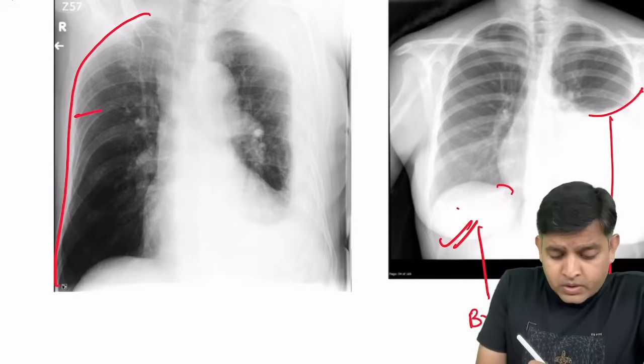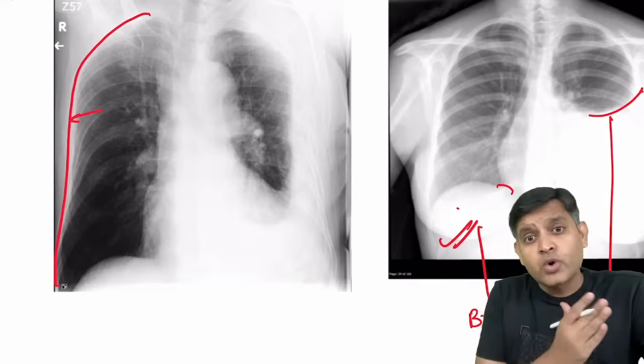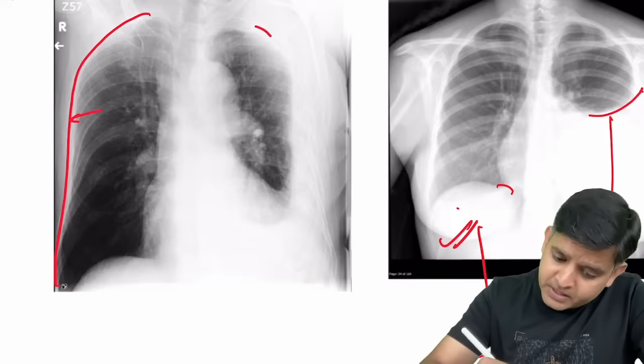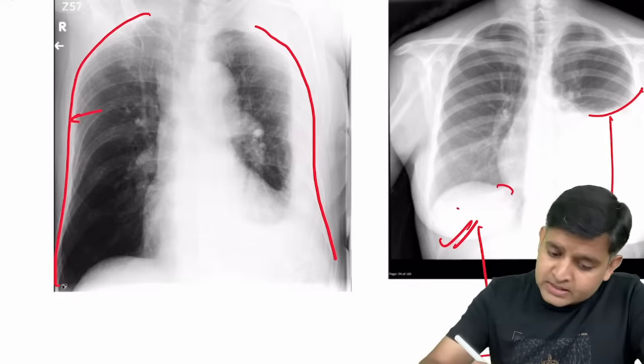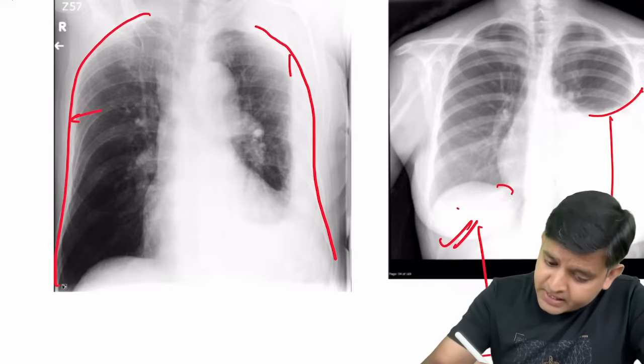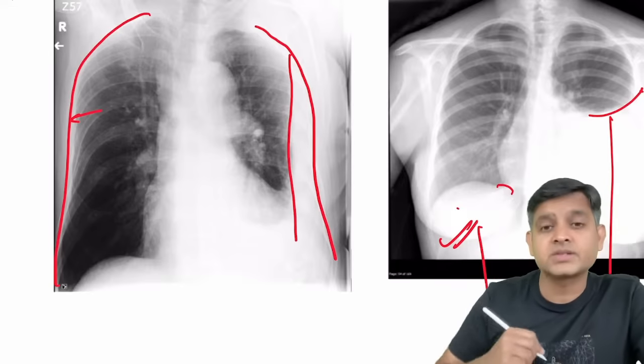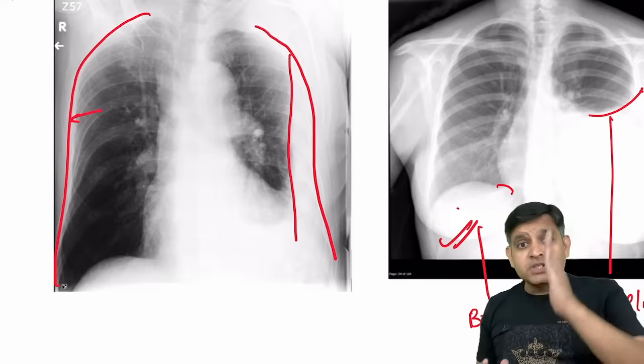Look, this is how the lungs are going up to the chest wall. What is happening here? The lungs are not going up to the chest wall. Left CP angle is blunted and the fluid is going like this. Fluid has no business to go up like this.